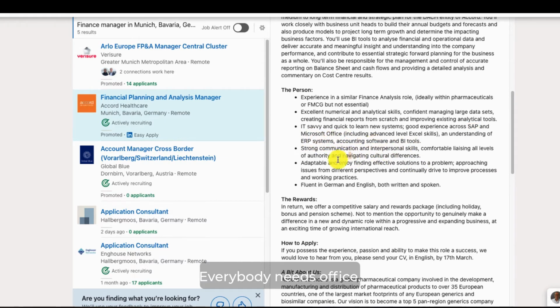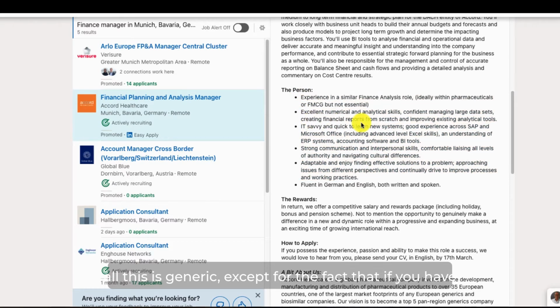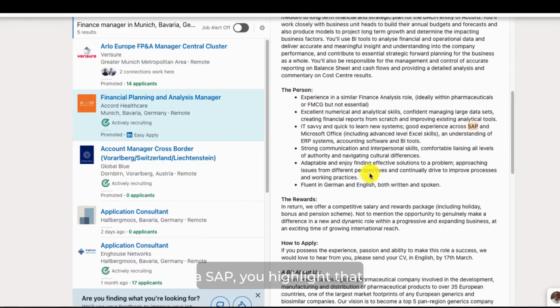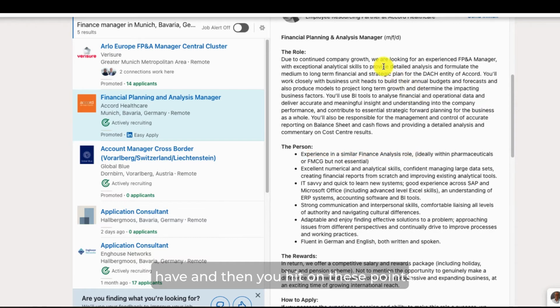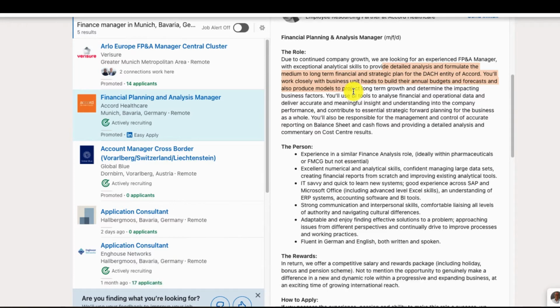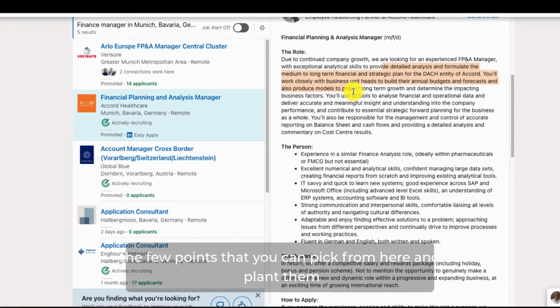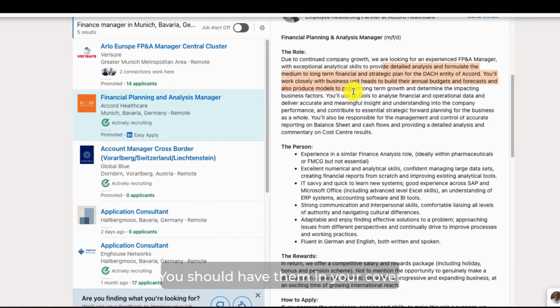Office, everybody needs Office. BI, everybody needs BI. Strong communication. So as you can see, all this is generic. Actually, even all this is generic, except for the fact that if you have SAP, you highlight that. And here you just highlight, I've done financial analysis as a manager, as an analyst, I have, and then you hit on these points, and you can communicate across stakeholders. Those are the few points that you can pick from here and plant them in your cover letter. You should have them in your cover letter.